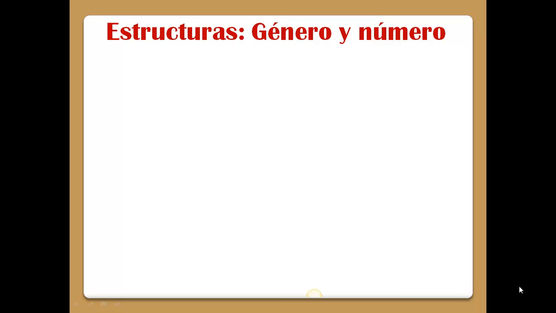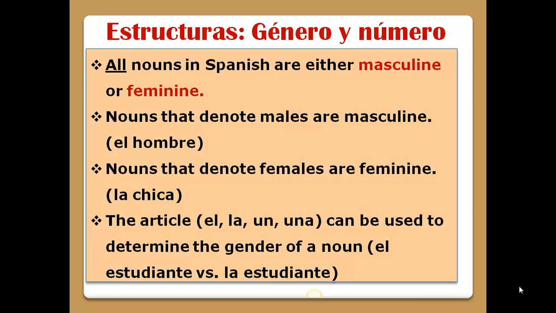Estructuras, género y número, gender and number. All nouns in Spanish are either masculine or feminine. In English, we don't necessarily have this. We do have man, woman, which make sense, but in Spanish, all objects are either denoted as masculine or feminine. So book, chair, computer, these words are all either masculine or feminine.